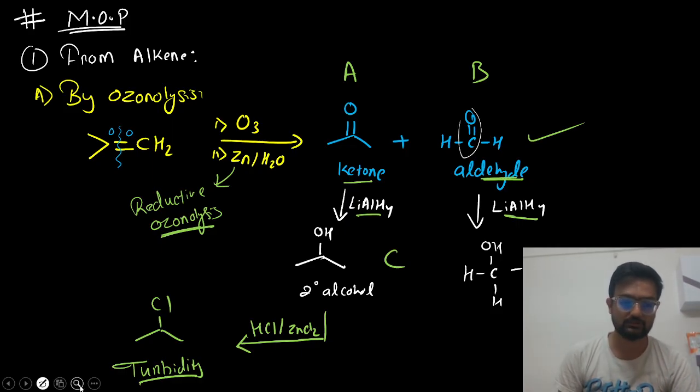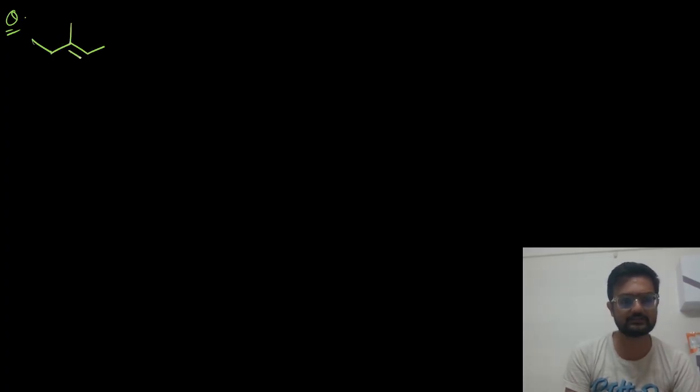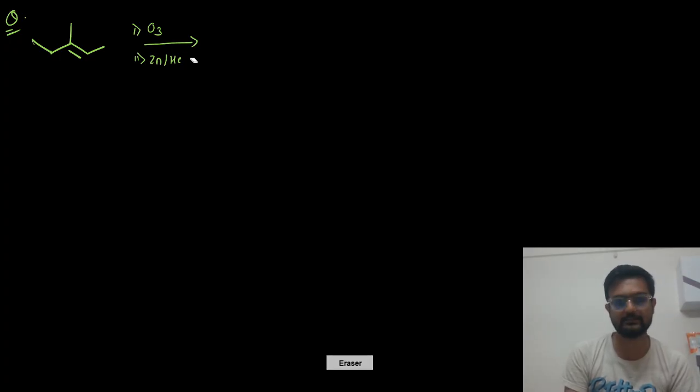Now let's do one more question. Okay, I'll give you one more question for practice. So better take your time and try to solve this one. Let's say you have this alkene and they have given you, treat this alkene with ozone in Zn/H2O. Not HCl, Zn/H2O.